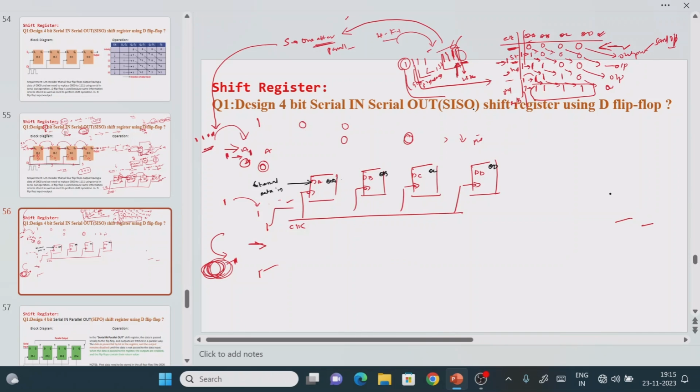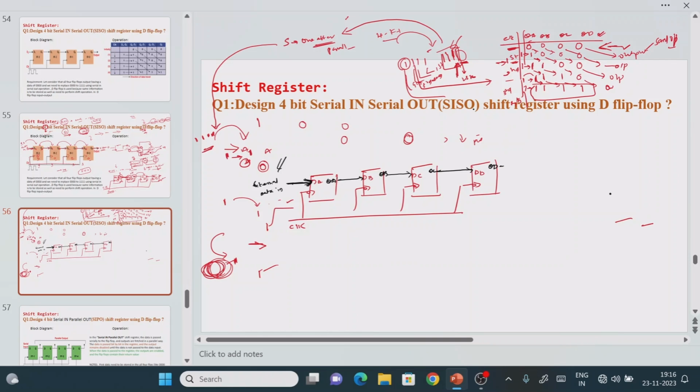It means that the output QA is connected to the input of the second flip-flop, the output of the second flip-flop is connected to the input of the third flip-flop, then the output of the third flip-flop, nothing but QC, is connected to the input of the fourth flip-flop, right? So here, serial in means what? We are giving the data externally. How many values can we give at a time? Only one value. Serial means only one value.